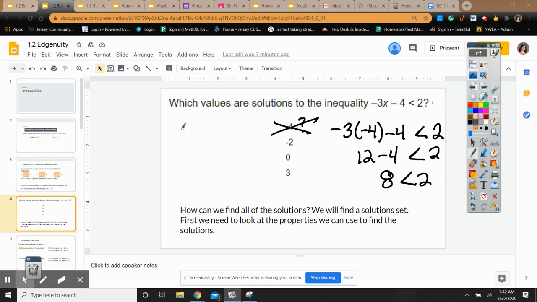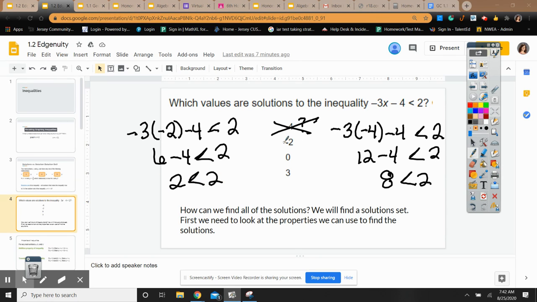How about negative 2? Negative 3 times negative 2 minus 4. Is that less than 2? So you have 6 minus 4. That's not going to be less than 2. That would be equal to 2. So that is also not going to be in my solution set.